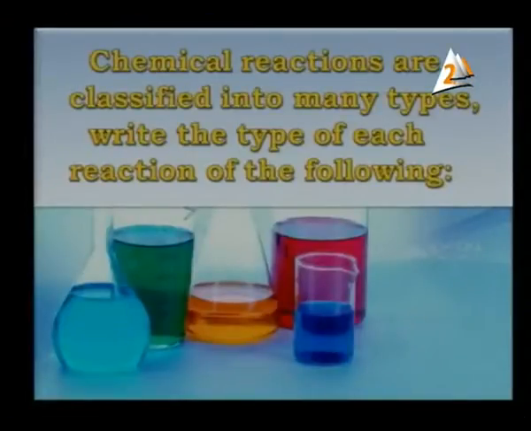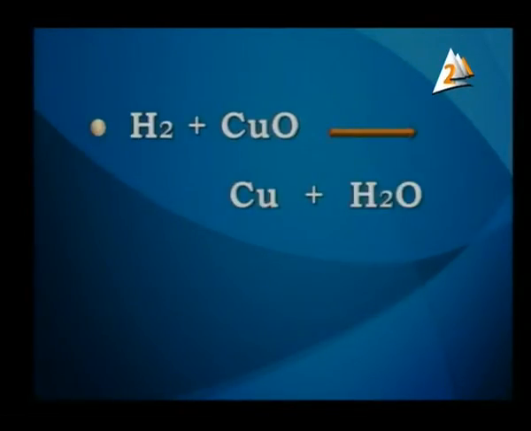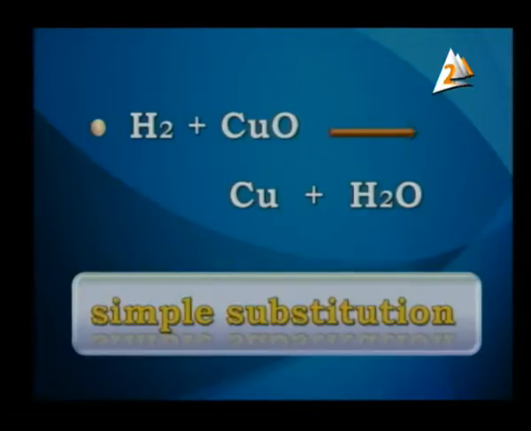In this revision of Unit 1 and Unit 2, we have a very important part called chemical reactions, which are classified into many types. Write the type of each of the following reactions. Number 1, we have H2 plus CuO, hydrogen plus copper oxide, gives us Cu plus H2O. This one is called a simple substitution reaction.